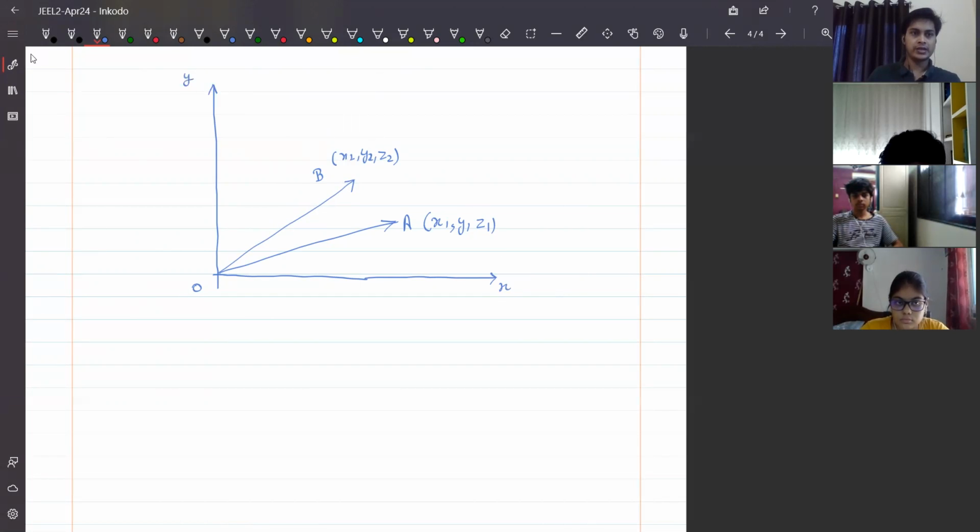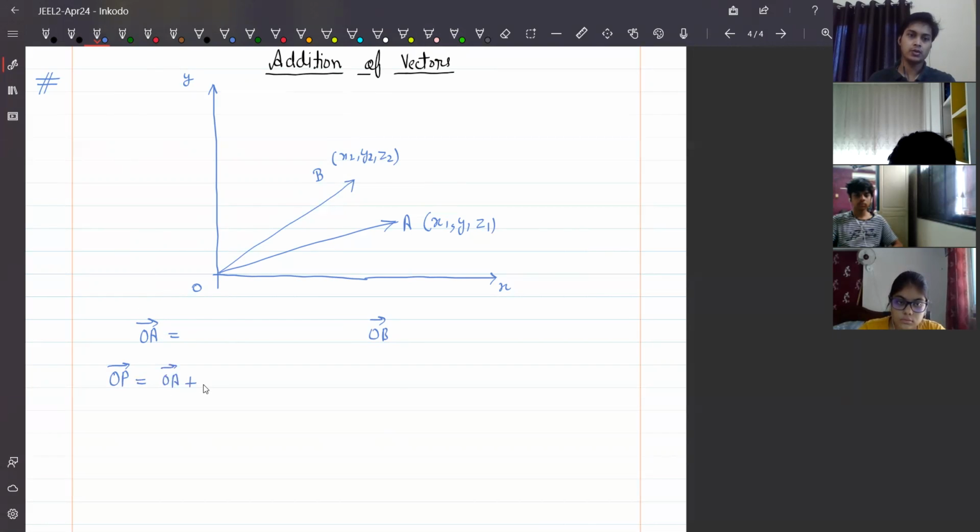So we can add these 2 vectors. I think we can write it as addition of vectors, but here we are adding it in the coordinate plane. Now, the trick is very simple. We can write OA vector, and OB vector. Then the resultant, call it OP vector, is the sum of OA vector plus OB vector. Just add them.